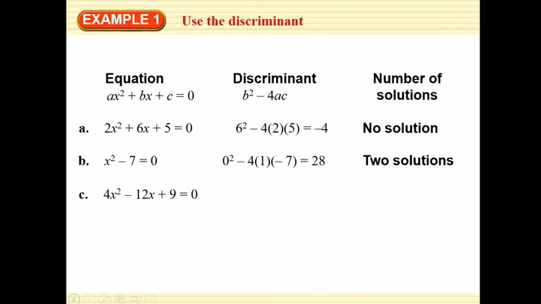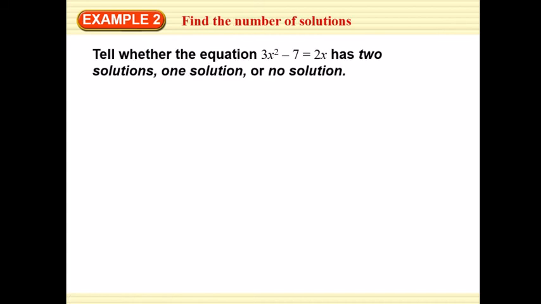Alright, part C here. I'm still filling in the values for A, B, and C. And I end up with 0. So that means 1 solution. That means it's going to touch my x-axis. Alright, example 2 here. Tell whether the equation has 2 solutions, 1 solution, or no solution.